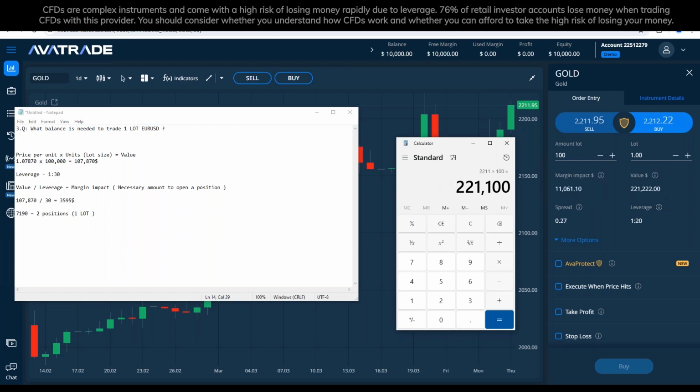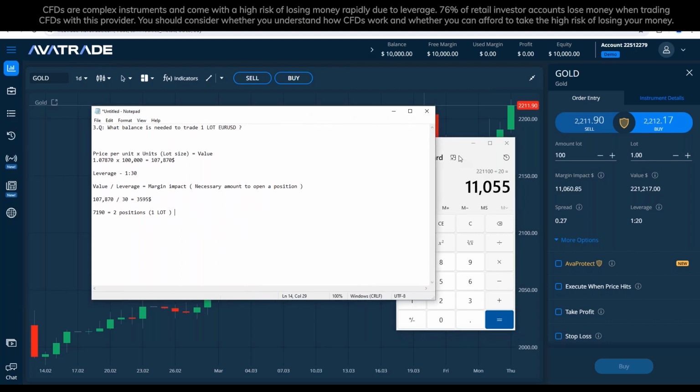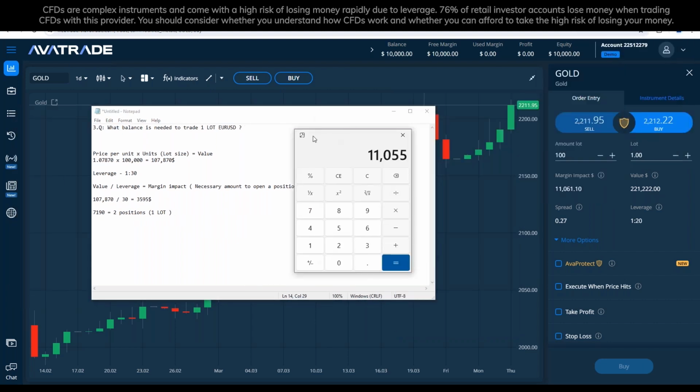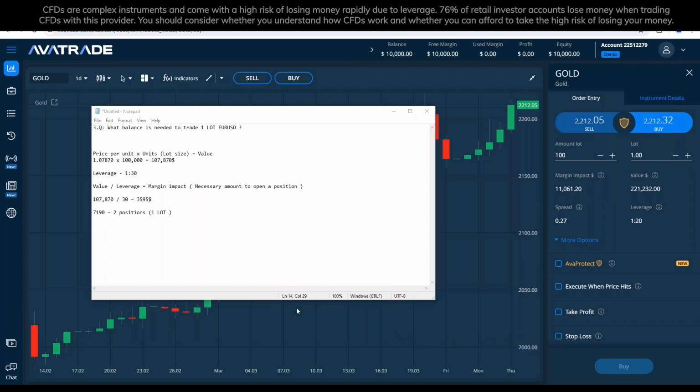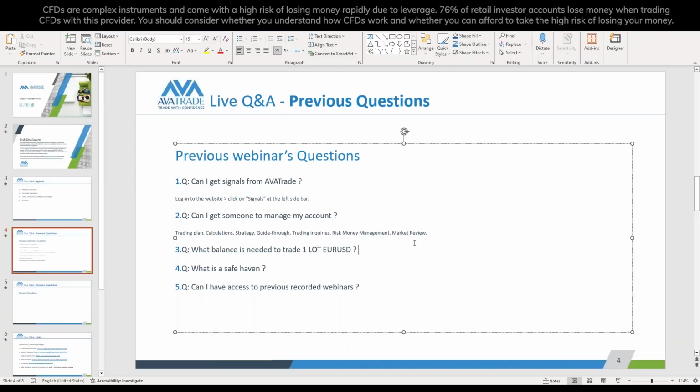And the same goes here. If I divide this by 20, we see value divided by leverage. So this divided by that equals the margin impact. And this is not even a position that I can take with my balance. Well, again, as we said, the balance doesn't mean anything. I need the margin impact to be available. Right, let's carry on. Do we have any questions, guys?